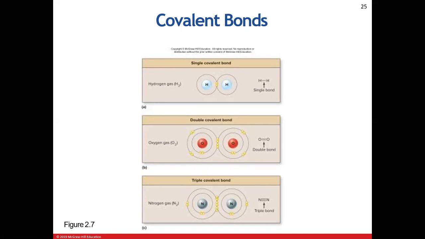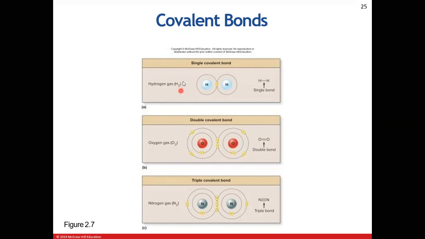So if we look at hydrogen gas, it has a chemical formula of H2. You will notice in here that each hydrogen has one electron. Again, the atomic number of hydrogen is 1, it has one proton in its nucleus. It has one electron in its valence shell.